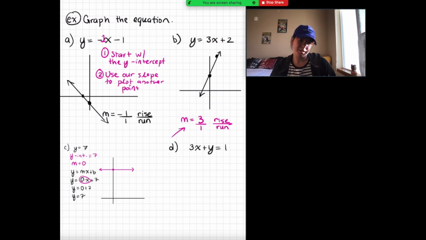For D, it's actually not quite in slope-intercept form. To be in slope-intercept form, we need to have y on its own. So we have to manipulate our equation just a little bit to make sure that y is on its own on the left side of the equation.